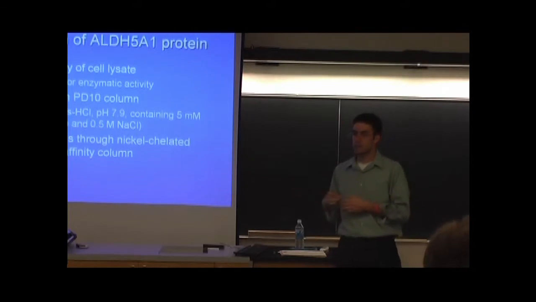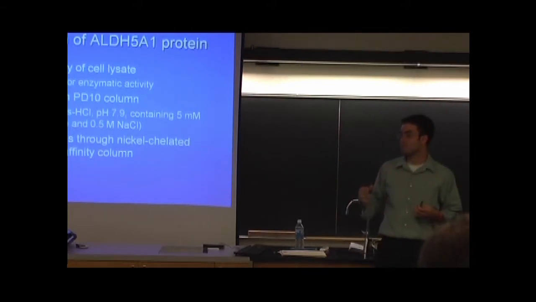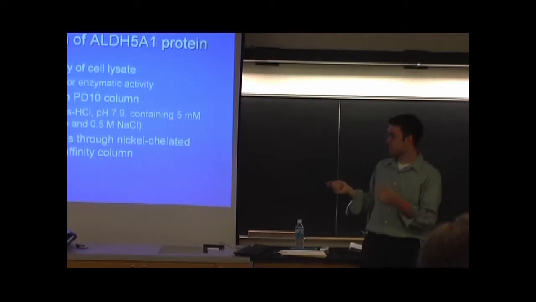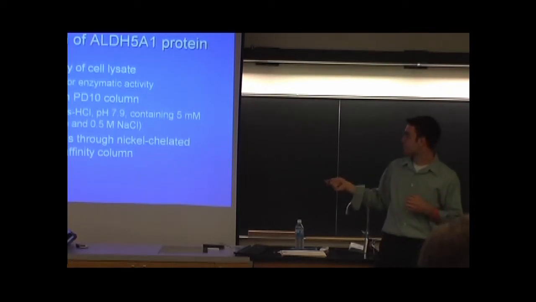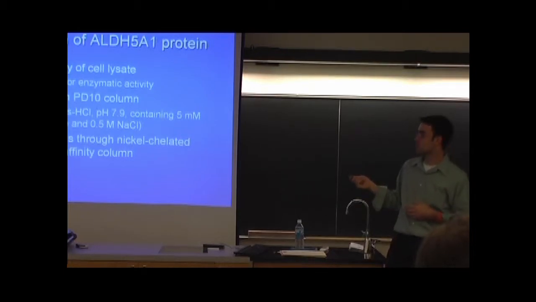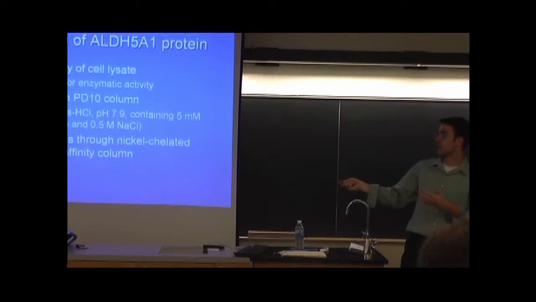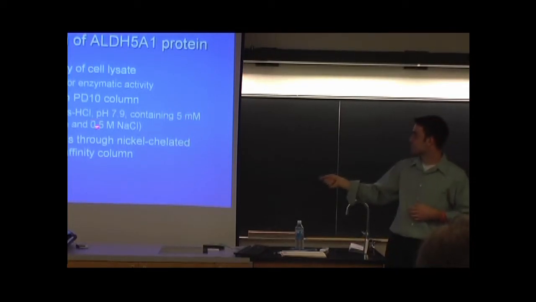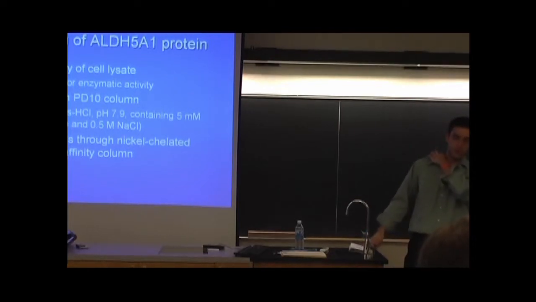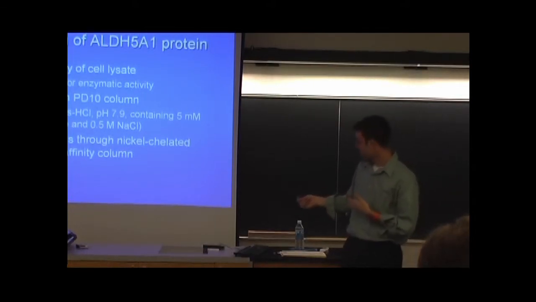But that PD10 column gets rid of a lot of the other junk that's within your cell lysate, and you collect fractions of these, and then these fractions you can run through a nickel-chelated Sepharose affinity column. Using a His tag, the protein will bind to the beads within that affinity column, and the theory is that everything else but your protein will fall through this column, and your protein will be bound to the beads in there. And after you've washed it thoroughly and you think that everything else is out of it, you increase the concentration of imidazole, which binds to the beads stronger than what your protein does, and your protein will crash out into your fractions, and you'll have a purified form of your protein, hopefully.